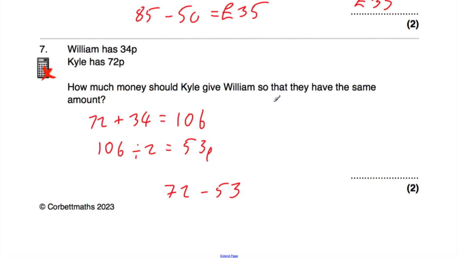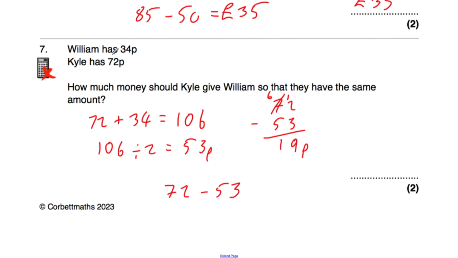Well, let's use our column method of subtraction for that. So 72 take away 53, and let's see what we get. 2 take away 3 we can't do, so let's borrow. So that's going to be 6 and 12. 12 take away 3 is 9. And 6 take away 5 is 1. So that means that Kyle will have given William 19p.